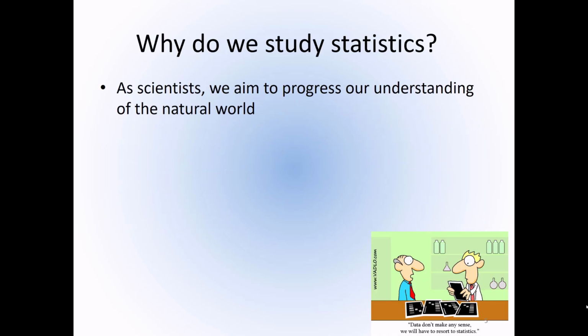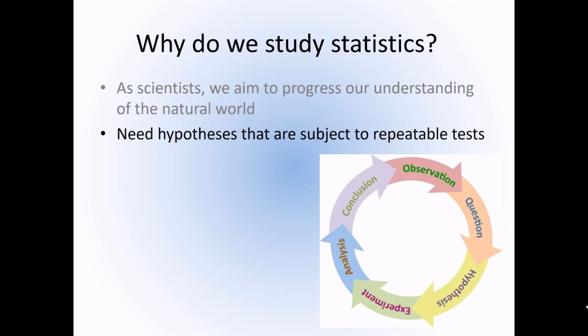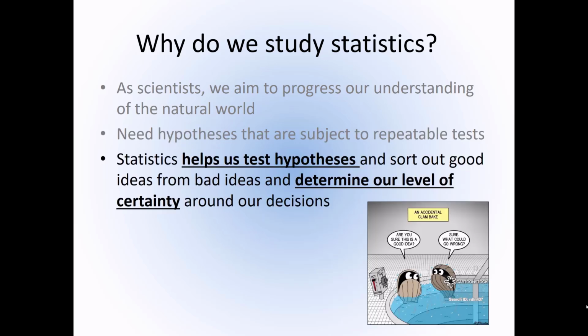So, when we think about science, we're interested in understanding the natural world and progressing our understandings. And in order to do this, we follow the scientific method, which includes devising and testing hypotheses. And so statistics help us test these hypotheses and enables us to reject those hypotheses which are inappropriate and to keep those hypotheses that are appropriate. And in addition to this, we can also determine how certain we are about our findings and the decisions that we're making based on our statistics.